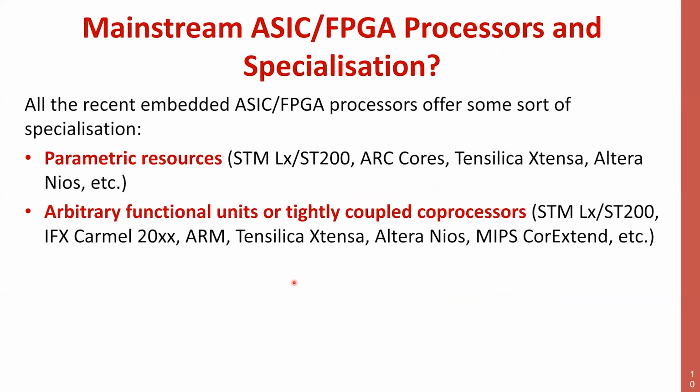In fact, in the same spirit, at the same time, practically all processors made for either FPGAs or for implementation in ASICs, application-specific integrated circuits, in embedded situations where you manufacture a big circuit that includes, among other things, processors, all these processors targeting this started offering the possibility of both having parametric resources, as I was mentioning, or arbitrary functional units, or some ways to be very tightly coupled coprocessors.